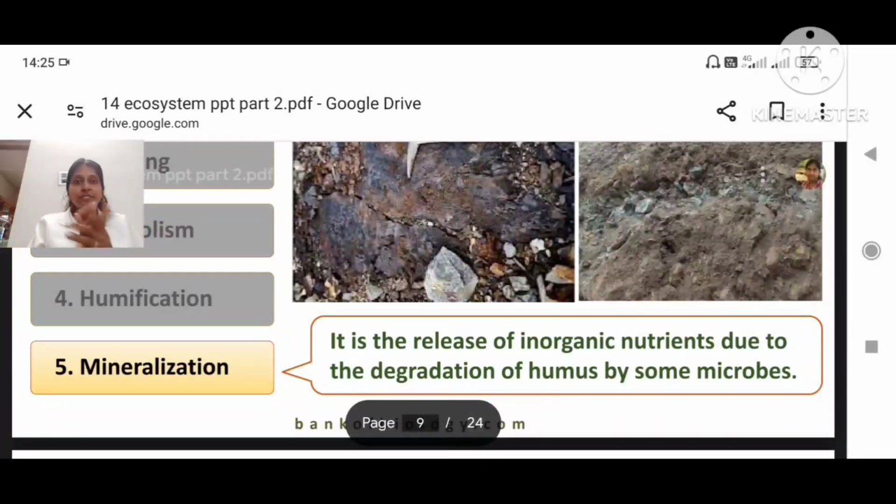These inorganic substances are nothing but minerals. What are these substances called? Minerals. And these are done by special microbes. I told you most of the microbes cannot digest humus. So this humus has to be digested. It is being done by special microbes, and these microbes convert this humus into inorganic substances and release it in the soil in the form of nutrients, in the form of what? Inorganic nutrients. This process we call it as what? Mineralization. Clear? So what is the first process?